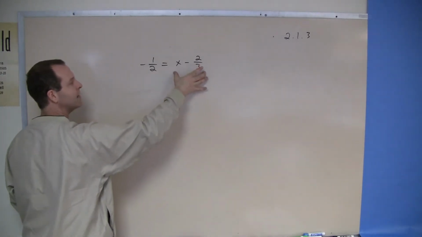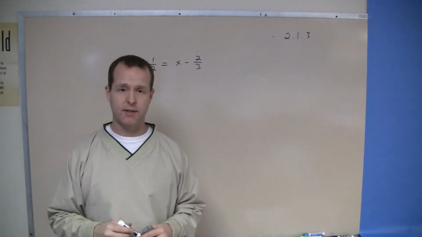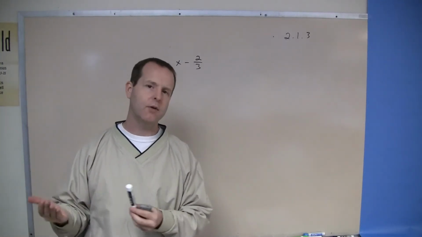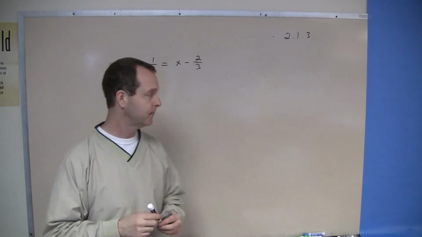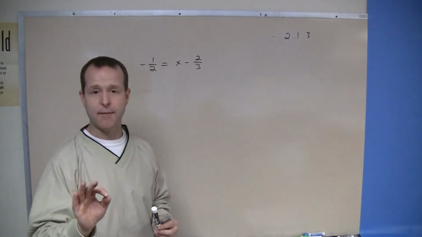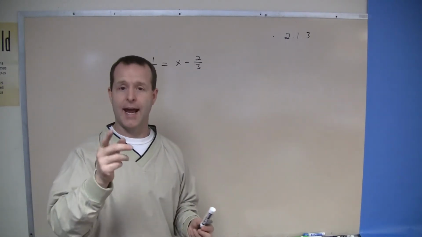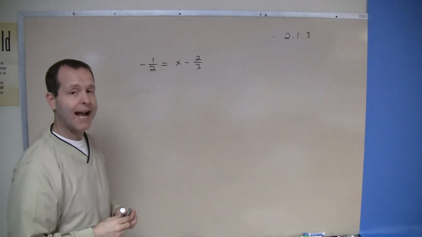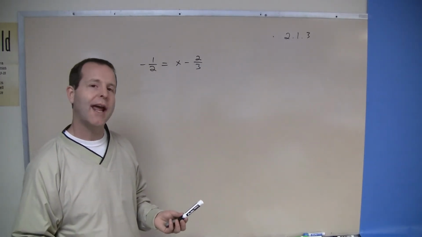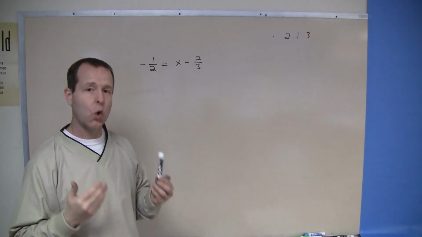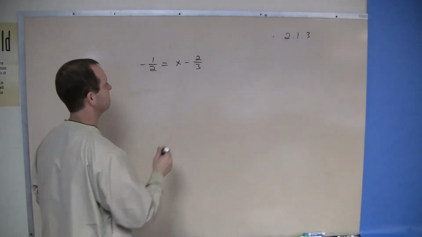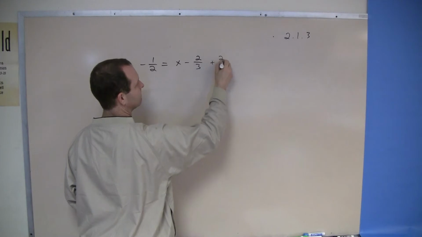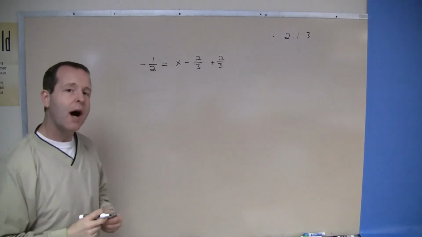I also have, in the second side is where my variable is at. It doesn't matter if my variable is on the left side or the right side. But my goal is still the same, to get x by itself. So I notice I have a negative 2/3 attached to the x. So what do you want to add to that side so that only the x remains? That's right, a positive 2/3.